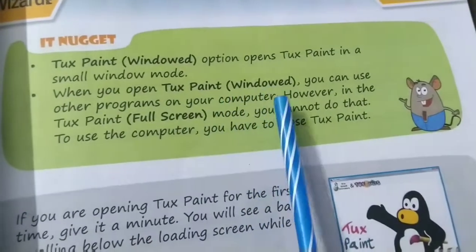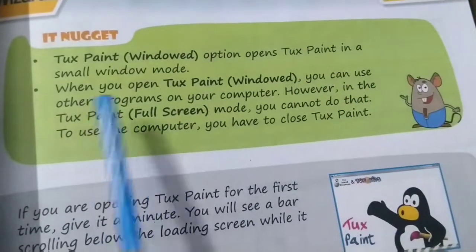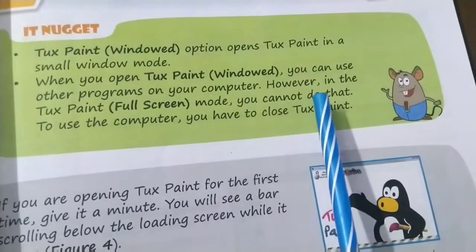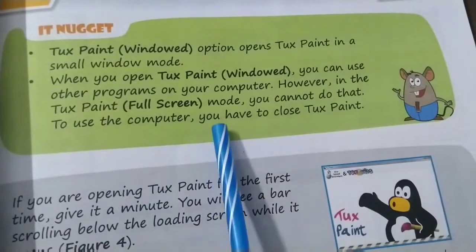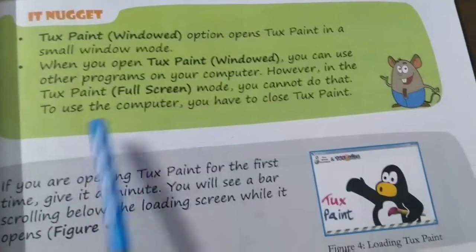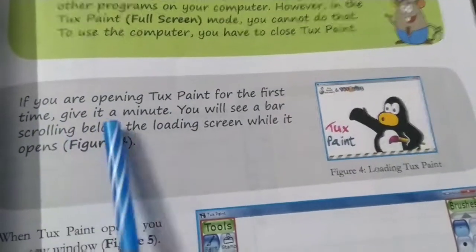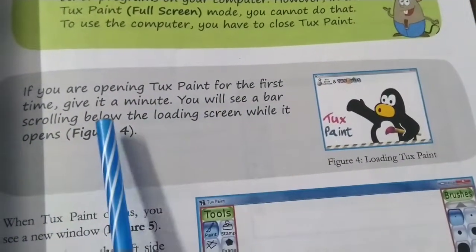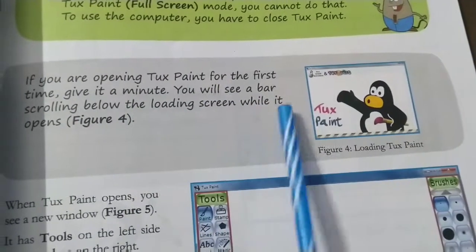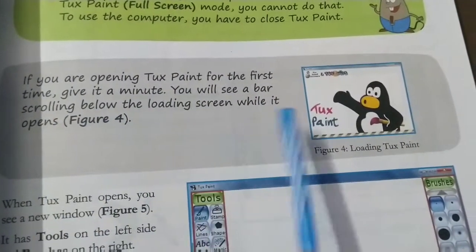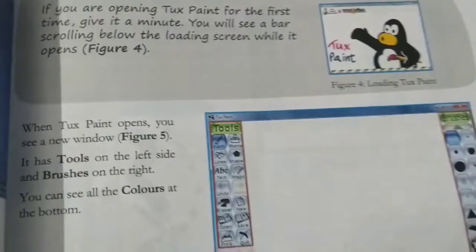When you open Tux Paint windowed, you can use other programs on your computer. However, in the Tux Paint full screen mode, you cannot do that. To use the computer, you have to close Tux Paint. If you are opening Tux Paint for the first time, give it a minute. You will see a bar scrolling below the loading screen while it opens.